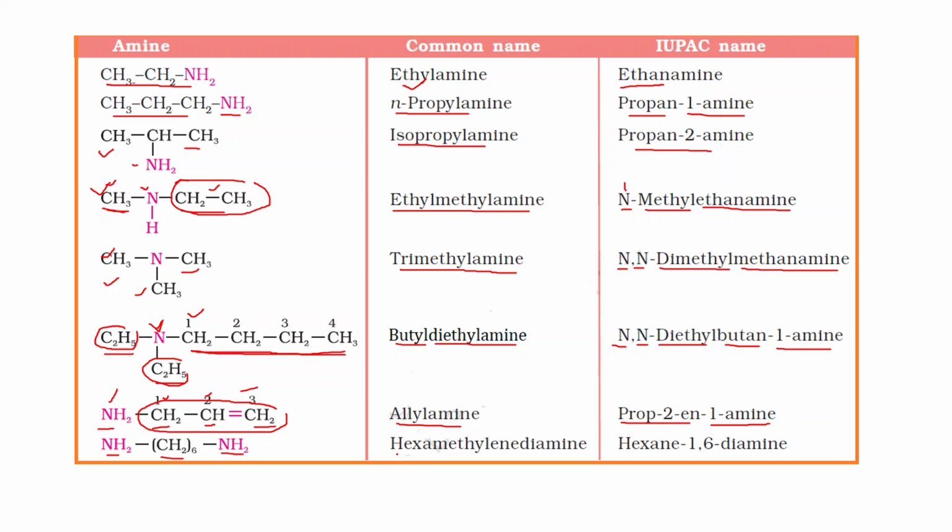Now in this case, the two NH2 groups are attached to these 6 carbon atoms. That's why this is hexamethylene diamine. Okay, this is the common name. And the IUPAC name is hexane-1,6-diamine.